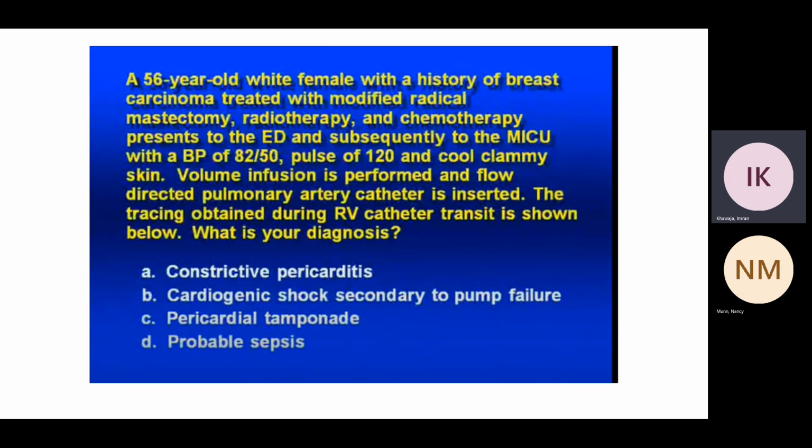A 56-year-old white female with a history of breast carcinoma treated with modified radical mastectomy, radiotherapy, and chemotherapy presents to the ED and is subsequently admitted to the ICU with BP 32/50, pulse 120, cold clammy skin, with shock and tachycardia. Volume infusion is performed and a flow-directed pulmonary catheter is inserted. The tracing obtained during RV catheter transit is shown below.